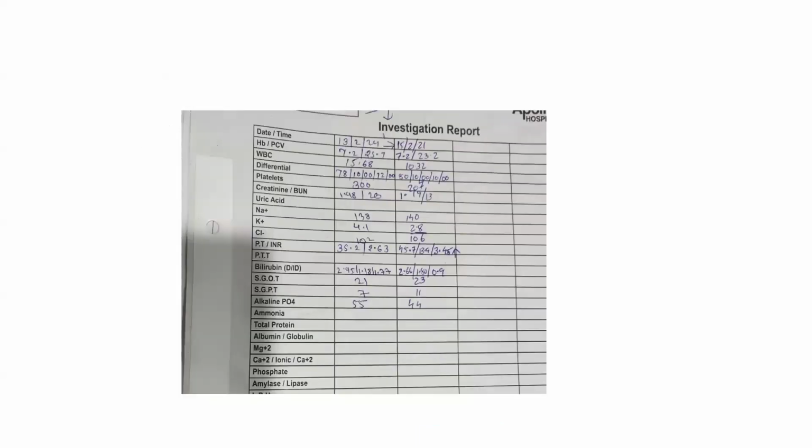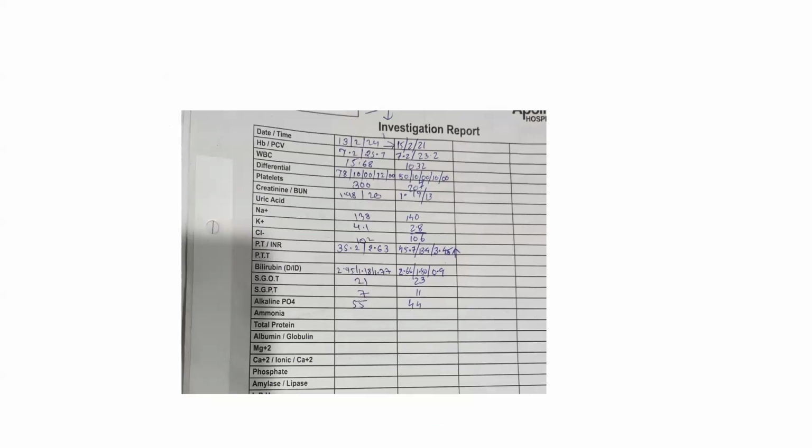USG abdomen and pelvis was done for this patient, which showed liver normal in size, coarse texture, and nodular margin. Gross ascites was present, splenic vein was dilated, and gallbladder was partially distended. So all the blood investigations were sent, and we found the LFTs of this patient were normal, except the INR, which was mildly elevated.